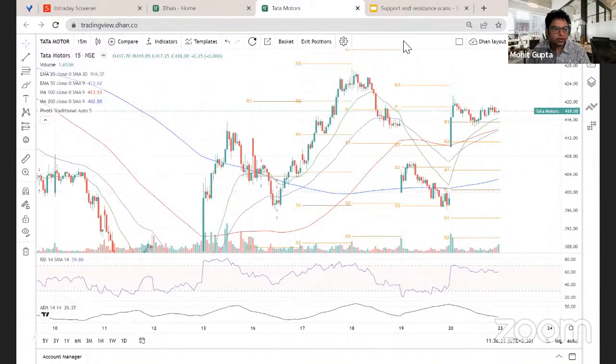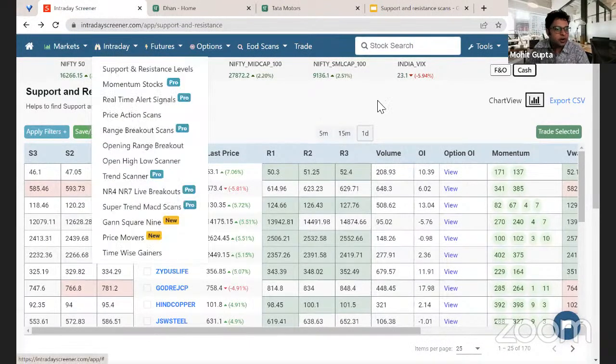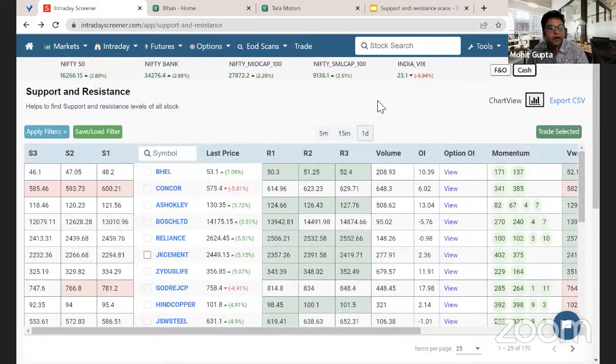Yeah. Okay, great. Now we'll go to IntradayScreener. IntradayScreener is a tool that we have developed which helps you in trading. Here you can see there is a scan under intraday called support and resistance levels, and you can use it to find the different support and resistance levels in different time frames. We have used 5 and 15 minute, which can be used for intraday, and then there is a 1 day time frame, which can be used for daily time frame.